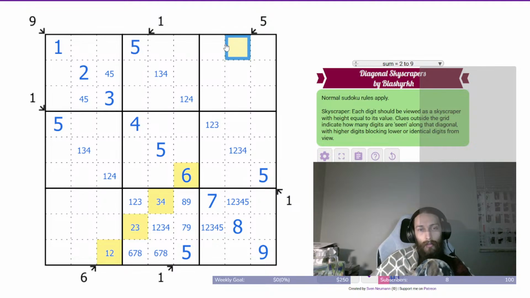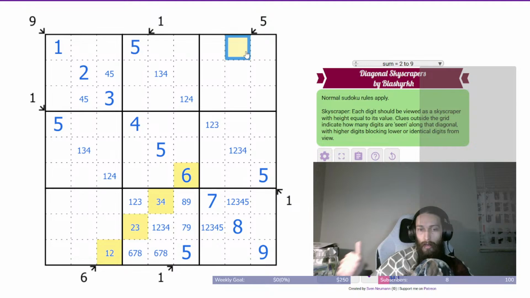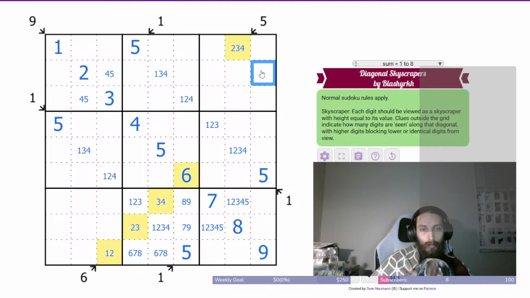And since this digit has 4 digits that are strictly greater than it, it has to be a minimum of 5. Because you've got 5, 6, 7, 8, 9. That would be 5. Now it can't be 5 because it sees a 5.